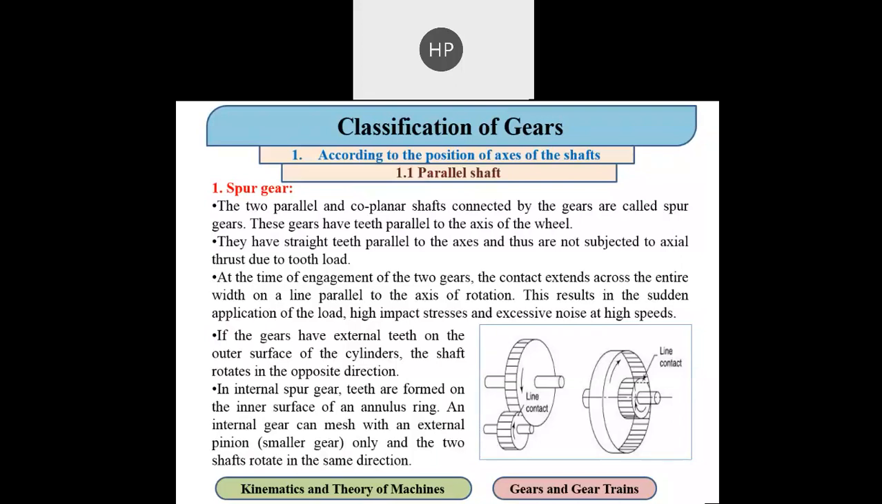In that, the first classification is based on the position of the axis of the shaft. The position of the axis may be either parallel, it may be intersecting, and third, it may be neither intersecting nor parallel. So there are three possible cases: parallel, intersecting, and neither intersecting nor parallel. Okay, so the first case is when the shafts are parallel.